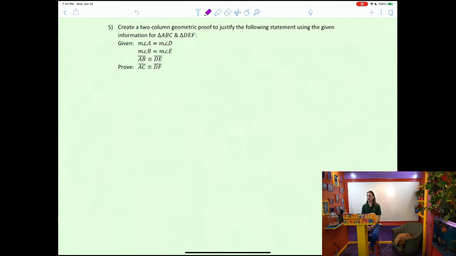Please create a two-column geometric proof to justify the following statement using the given information for triangle ABC and triangle DEF. Given the measure of angle A is equal to the measure of angle D, the measure of angle B is equal to the measure of angle E, and side length AB is congruent to side length DE. I'd like you to prove that side length AC is congruent to side length DF. I'll give you 4 minutes, and after 1 minute, I'll start to solve.